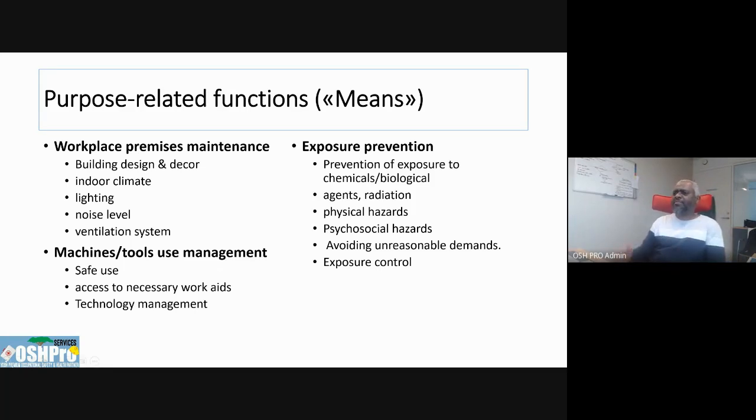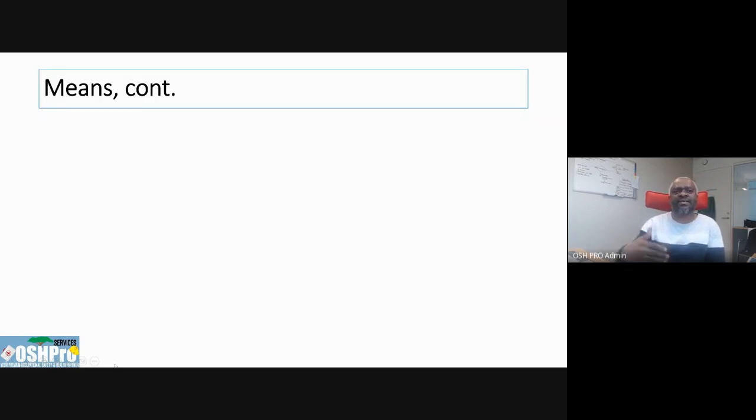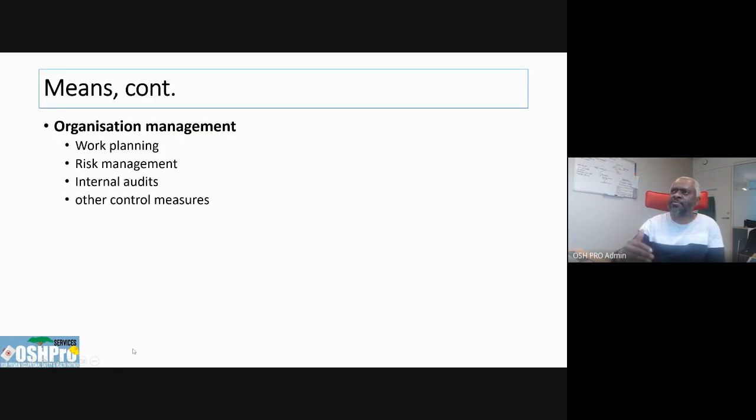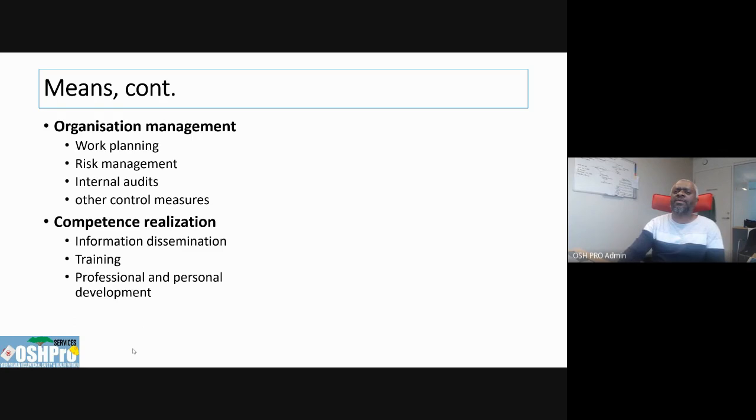So exposure control measures should be general exposure control, where you think about different hazards and how they can be controlled. So these are purpose-related functions. When these are put in place, and we are not done, but when these are put in place, you see that we improve, we attain the values which I've mentioned, and then the purposes. So even more, organization management, work planning. There should be work planning. The work is planned. There's risk assessment, internal audits, and all other types of control measures.